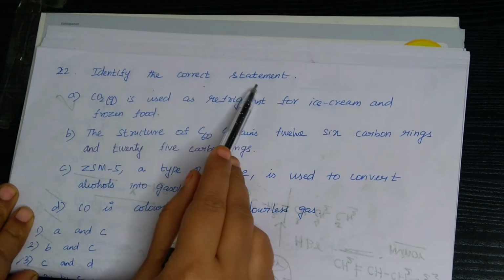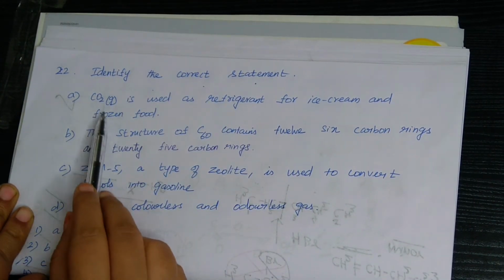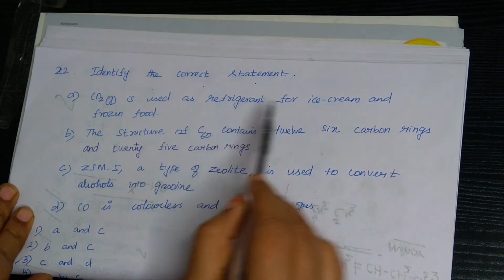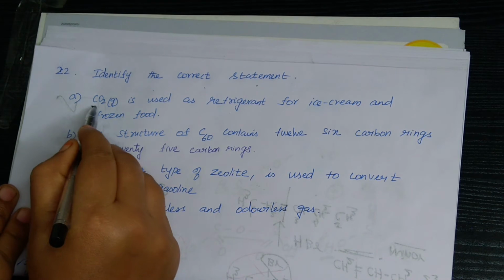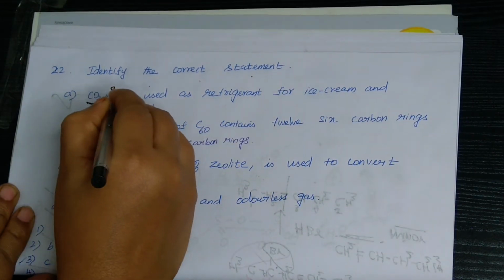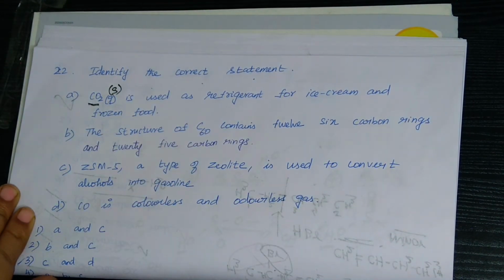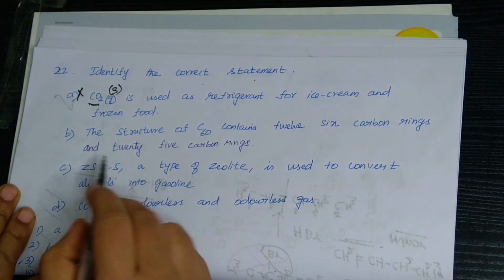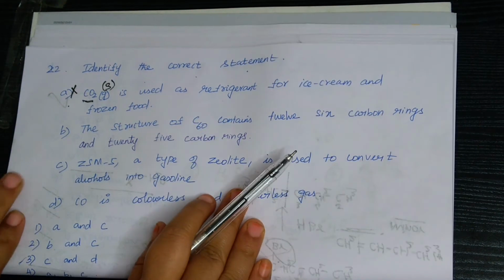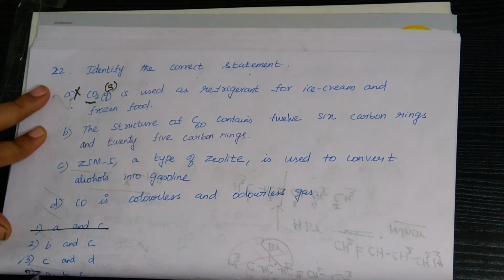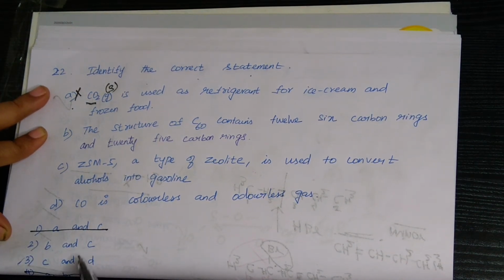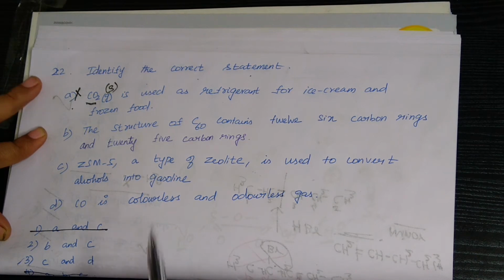Identify the correct statement. Carbon dioxide gas is used in refrigerant for ice creams and frozen food. Yes, carbon dioxide is used, but that is solid carbon dioxide. So this is the wrong statement. So if A is wrong statement, what are all ruled out? Option A is ruled out, option 1 is ruled out and option 4 is ruled out. We have to see option 2 and option 3.